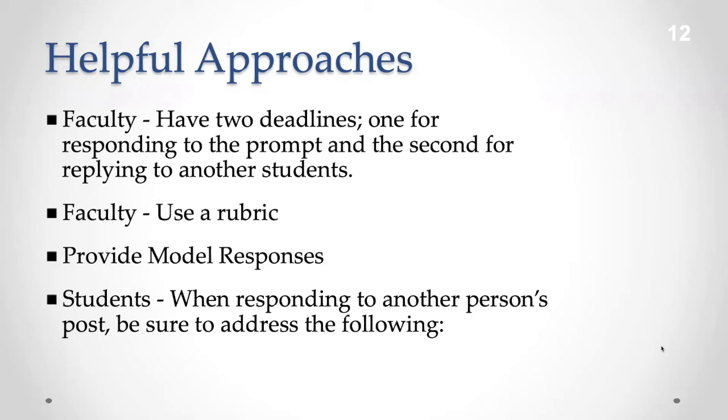David is asking, how do you model a response without giving away the correct response? The way that I would approach that is provide a model prompt and then provide a model response. Somebody else has asked, do you provide model responses for each discussion thread? I tend not to. I would do one model response for a dummy prompt so that I'm not giving away the answer, but they see the level.